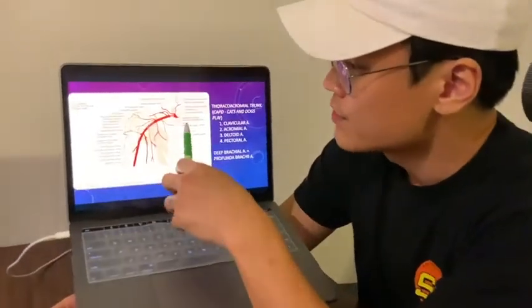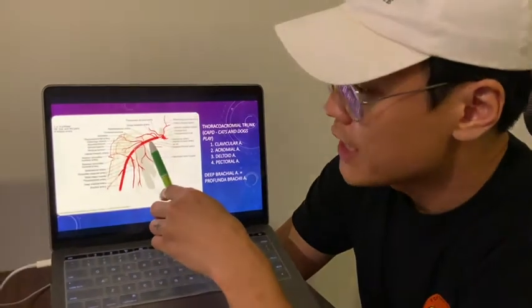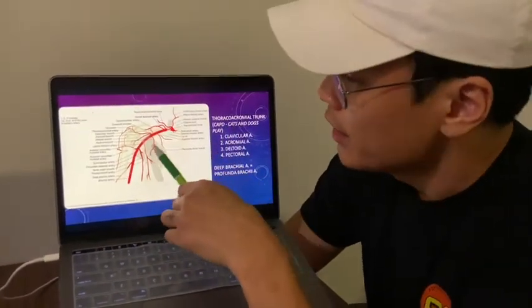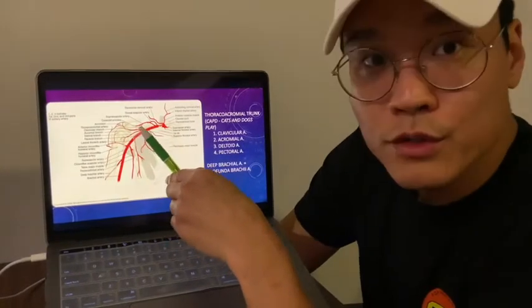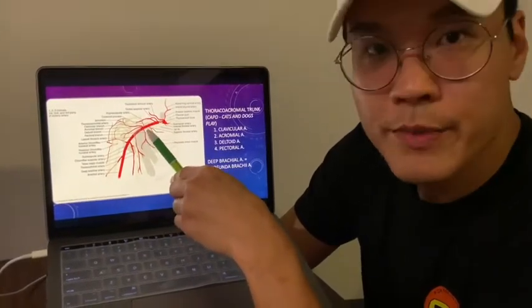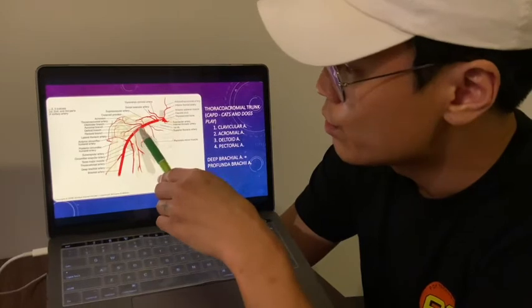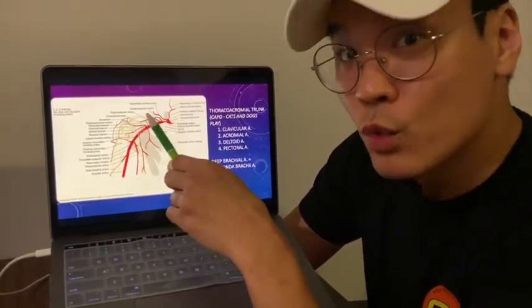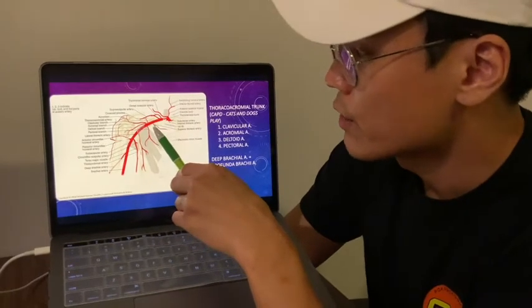For dissection 10, starting off, we have the subclavian artery, which becomes the axillary artery after it passes the lateral border of the first rib. And the axillary artery can be divided into three parts by the pectoralis minor muscle: the medial, posterior, and lateral parts. The medial part gives off only one branch that's called the superior thoracic artery.